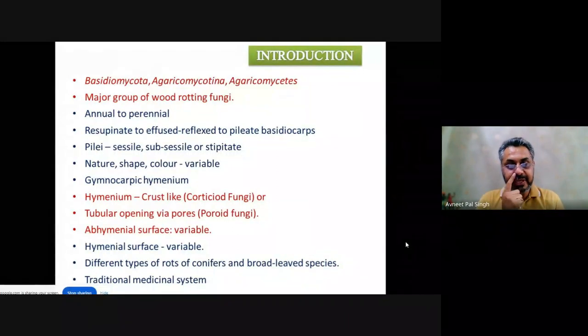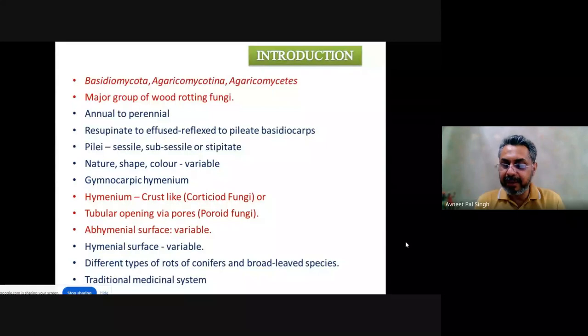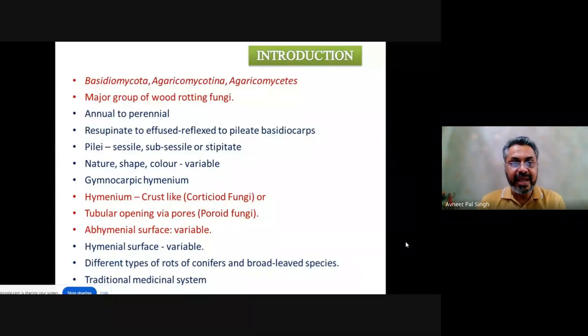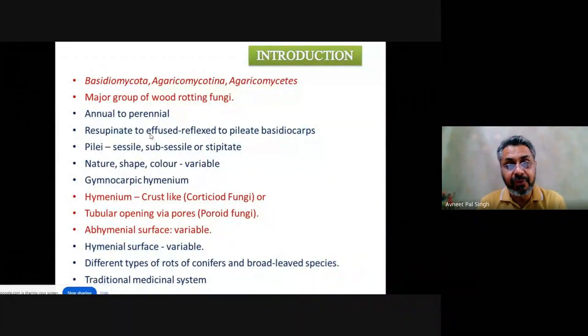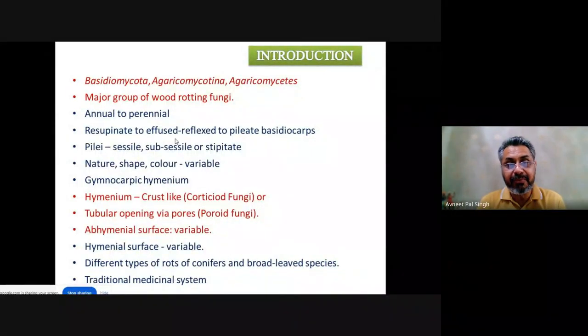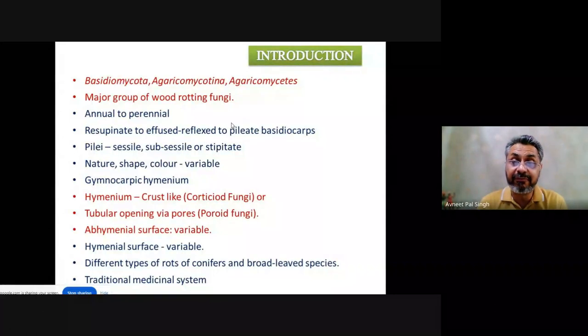Now, these are the fungi that produce macroscopic fructifications. And these macroscopic fructifications vary a lot. They may be in the form of a crust, and we call them resupinate fungi. Sometimes, from their margin, there can be formation of some reflexed part. We term that an effused reflexed fructification. And finally, as we see in the case of mushrooms, there can be formation of a very well-defined pileus.